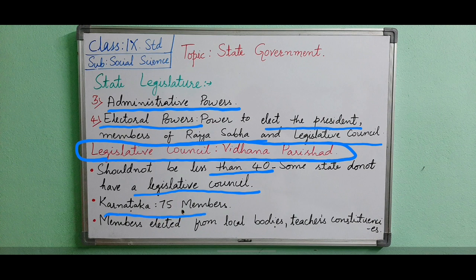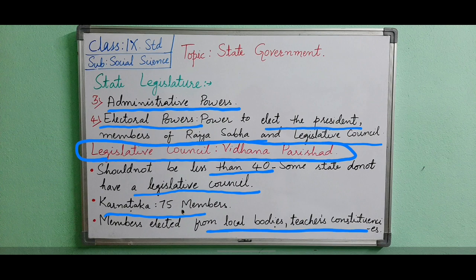These members represent 5 areas. Some are elected from among the members of the Legislative Assembly, local bodies, graduate constituencies and teachers constituencies. The governor nominates some members who are experts in the fields of art, literature, education, social service, science, etc. The Legislative Council is a permanent body.